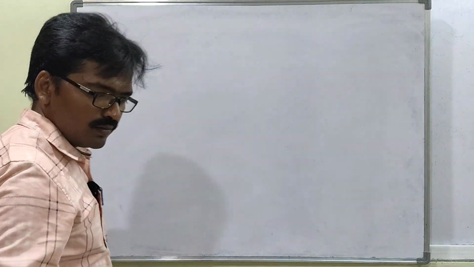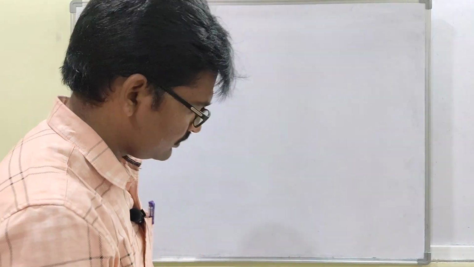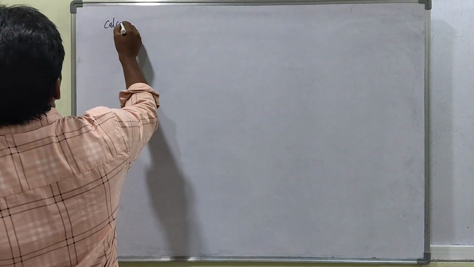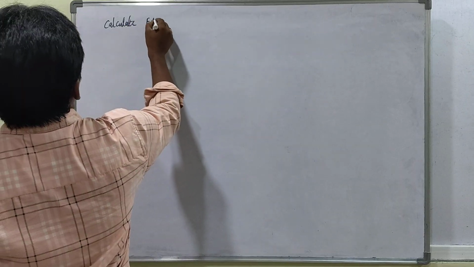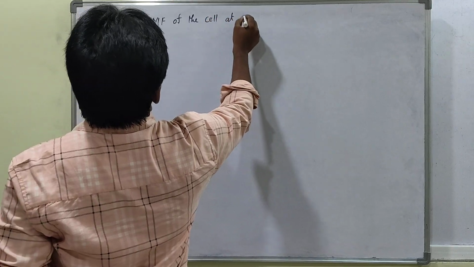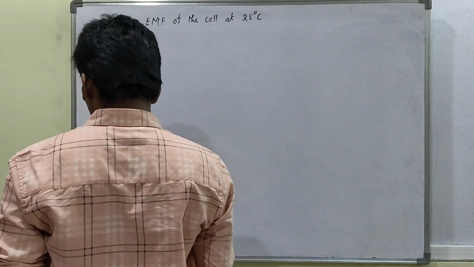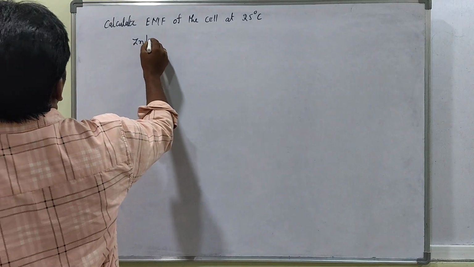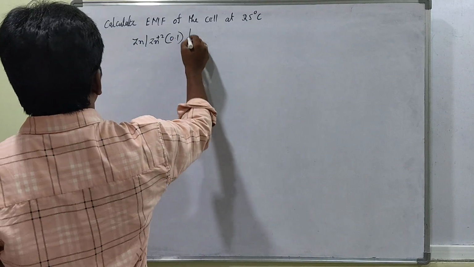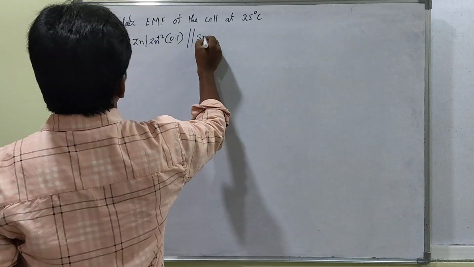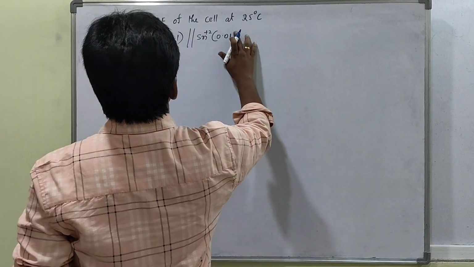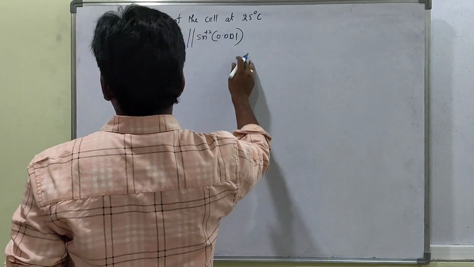Okay, let's see another equation. Calculate the EMF of the cell at 25 degrees Celsius. That is given: Zn2+ (0.1 molarity), double line, then Sn2+ (0.001 molarity), then Sn.